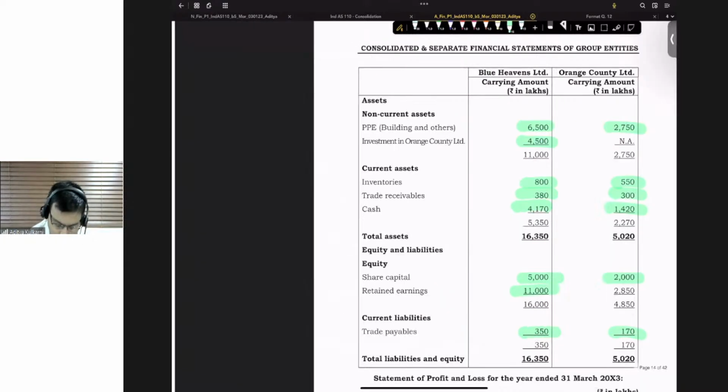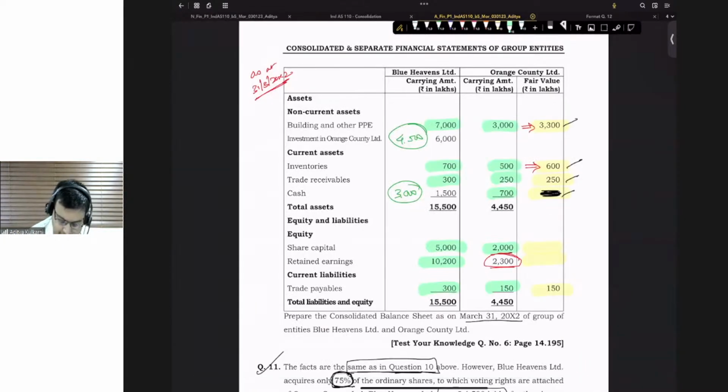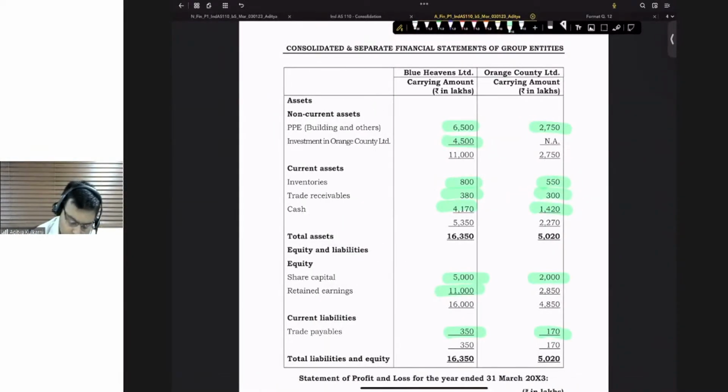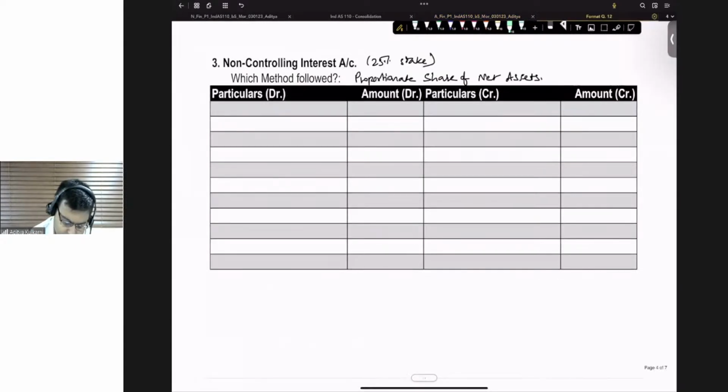So it was 2,000 earlier also. Yes, you can see this capital in the earlier question was 2000. Same question is brought forward. Okay, so 10, 11, 12 are all same questions. Okay, so 2000 is the balance sheet on the date of acquisition, the equity capital on the date of acquisition. Okay, so that is done.